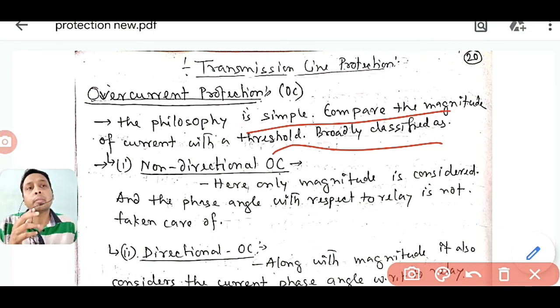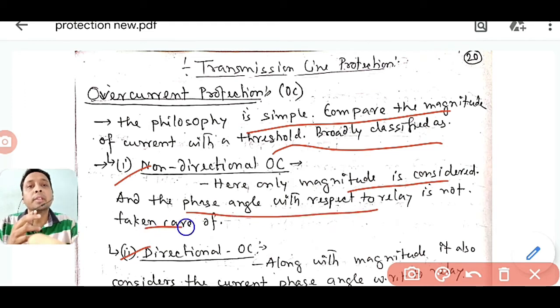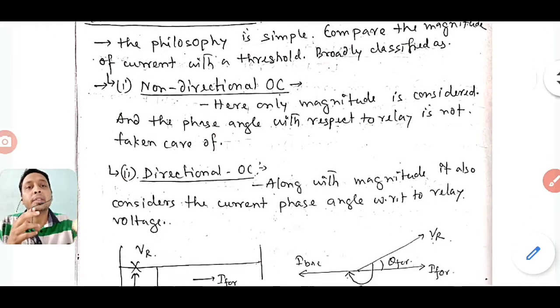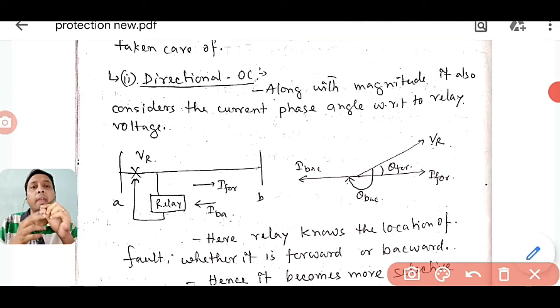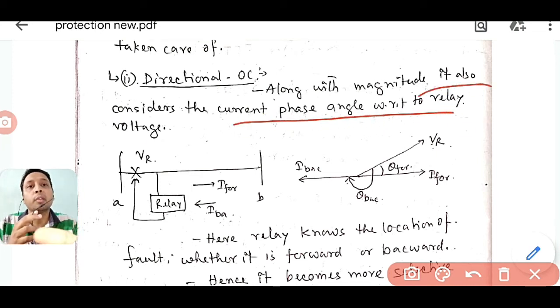Otherwise, no fault. So broadly classified, there are two types, non-directional and directional. Non-directional means it will only sense the magnitude. It will not consider the phase angle. If your magnitude is greater than your set point, then it will trip. Otherwise, it will not trip. But in directional, it will also sense the phase angle so that it can have an idea in which direction the fault is occurring. That means, along with magnitude, it will also consider the phase angle with respect to the relay voltage.